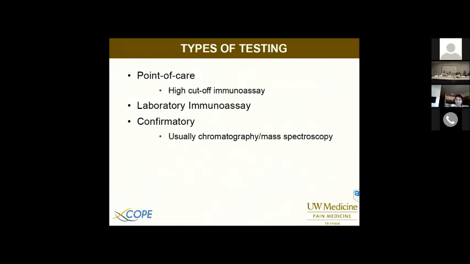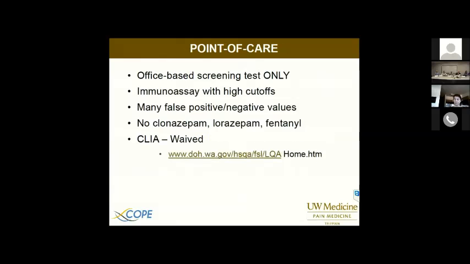There are 2 basic types of testing, and one technology is used for the first type. So point of care is an immunoassay test. It has a very high cutoff. Laboratory immunoassay is the same type of technology, but it has slightly lower cutoffs. It's an improved technology over the point of care. And then there's confirmatory testing, using chromatography, gas or liquid, and mass spectroscopy.